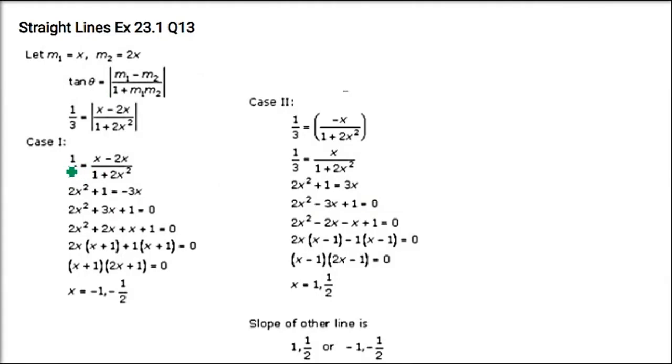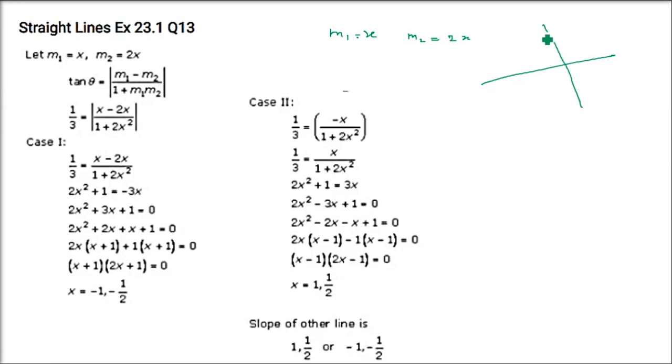Now the question is, the slope of a line is double the slope of another line. If one line has slope M1, and you assume it to be x, then M2, the slope of the other line, will be 2x. And the tangent of the angle between them is 1 by 3.